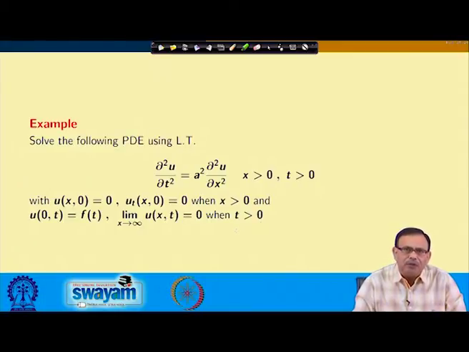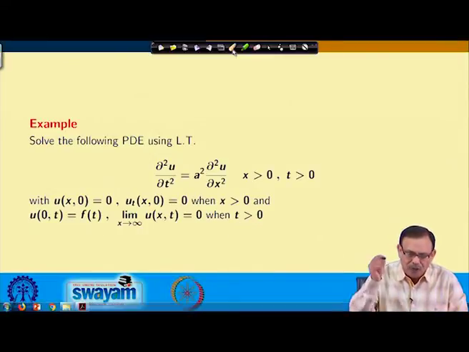If you recall, the equation ∂²u/∂t² = s² ∂²u/∂x² is nothing but the wave equation. So, basically we are trying to find the solution of the wave equation using the Laplace transform. So, here your equation is ∂²u/∂t² = s² ∂²u/∂x², where x > 0, t > 0. I am not writing the initial conditions.